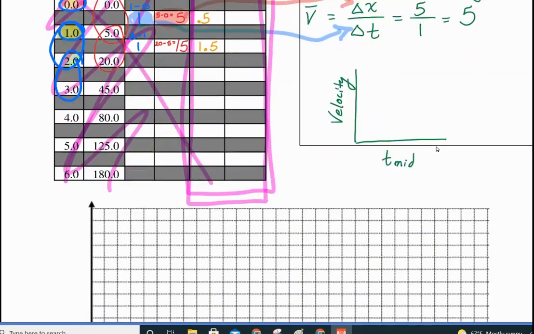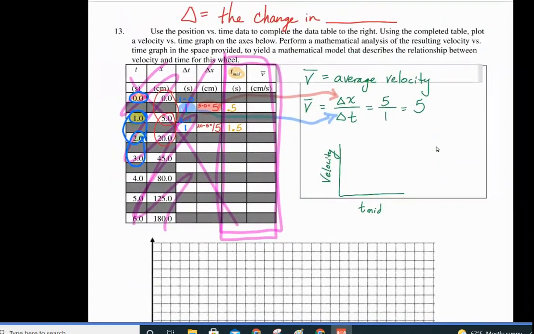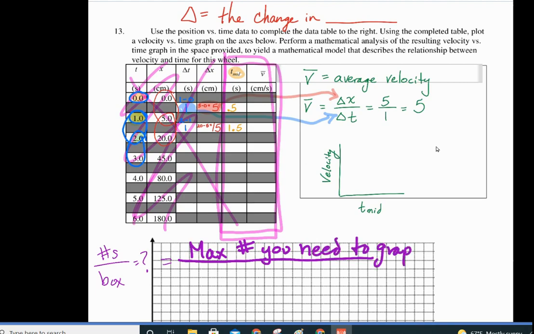Okay, so then the question I get is, Ms. Pink, how do I know what to count by? Here is my answer for you. You want to know how many numbers per box, right? So your question is how many numbers per box? Well, you just need to figure out how many numbers there are and how many boxes there are. So what you're going to do is take your maximum number you need to graph and divide it by the number of boxes. And that will give you the minimum number per box.